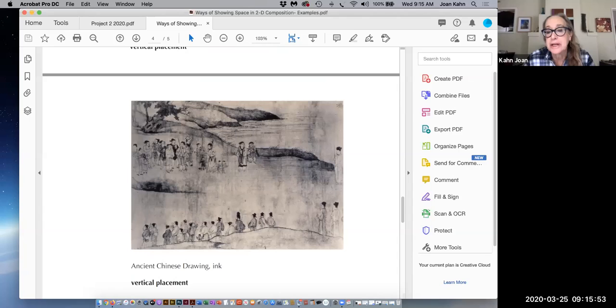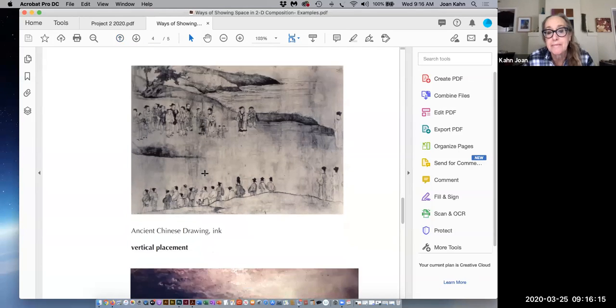This is an ancient Chinese drawing, and notice that everything is the same size. All the figures are the same size, but they're higher on the picture plane. So that's the way, and at that time, people knew how to read space. Things that were higher up were meant to read as being further away.